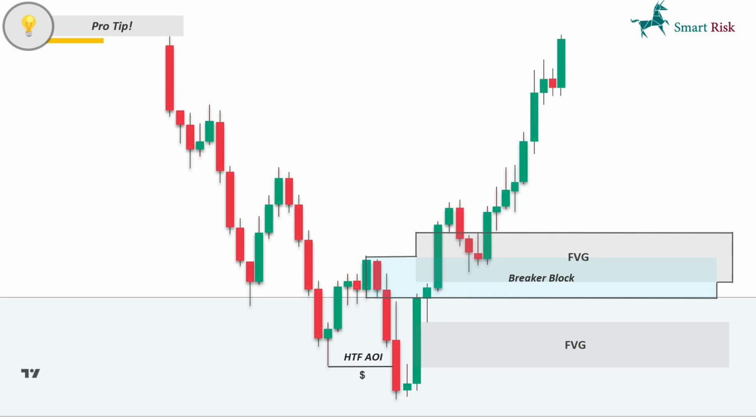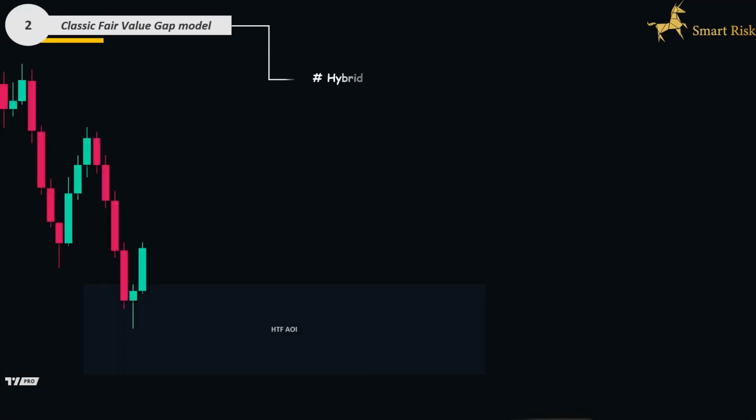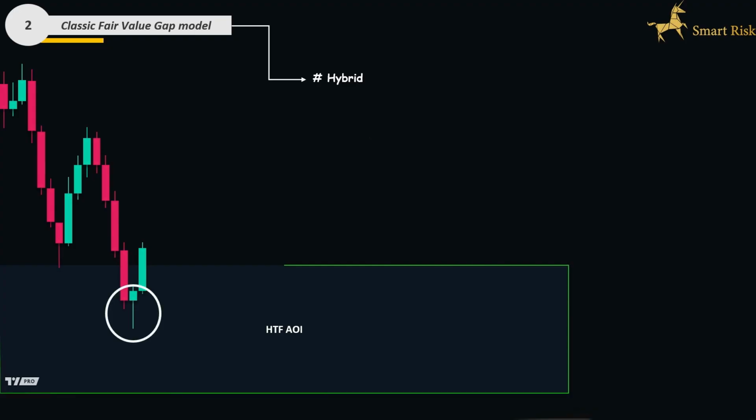Now let's move on to our second entry model, the classic fair value gap model. This entry model, the most common, is a hybrid, meaning it can be used for both reversal and continuation trades. When applying it in reversal mode, let's consider a bullish scenario. First, price must come from a higher time frame key area or sweep a major liquidity level.